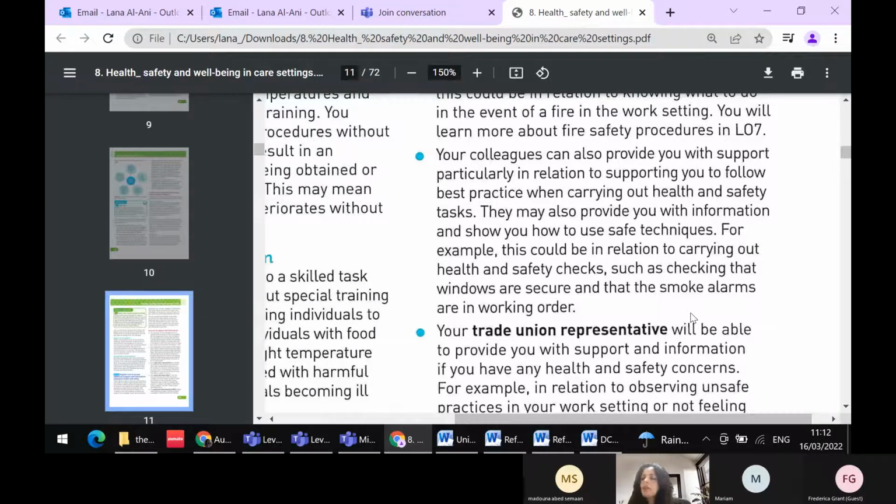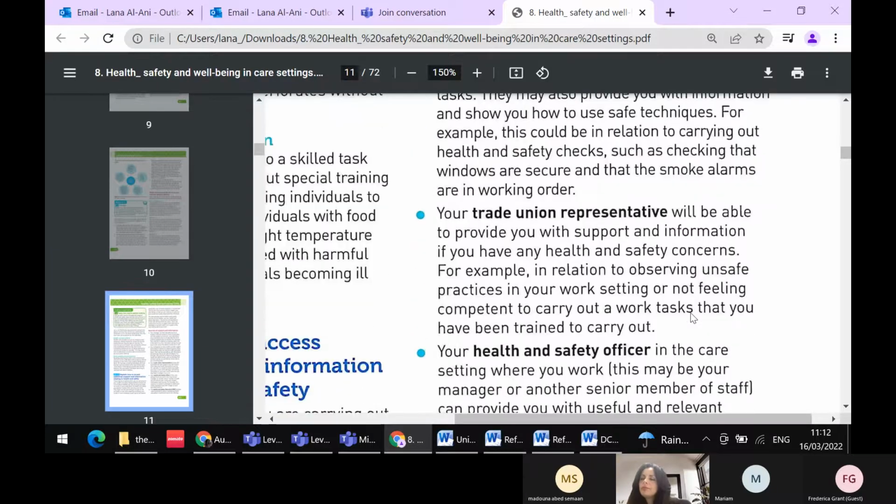For example, carrying out health and safety checks, how you do it, about the smoke alarm, how you make sure you monitor it, is it working, is it not working? All this information, you can take it from your colleagues.